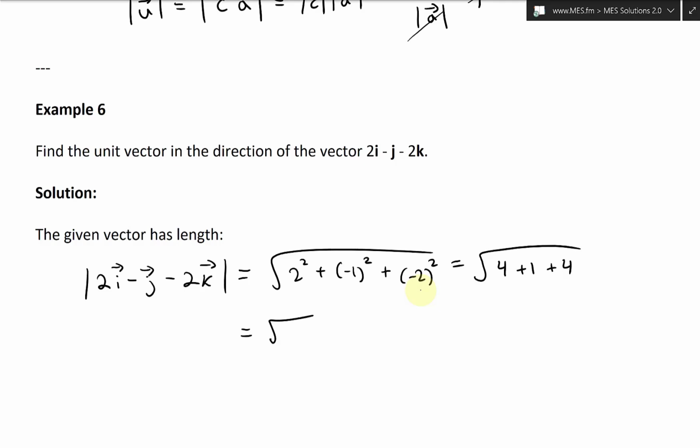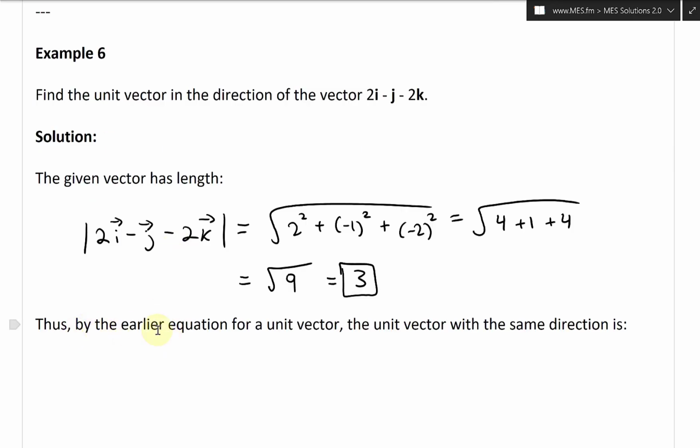This equals the square root of 9. So you have 4 plus 1 is 5 plus 4, or 4 plus 4 is 8 plus 1 is 9. This equals plus or minus 3, but we're just going to look at the positive 3. Like that. All right, let's put a check mark. So that's 3 there.